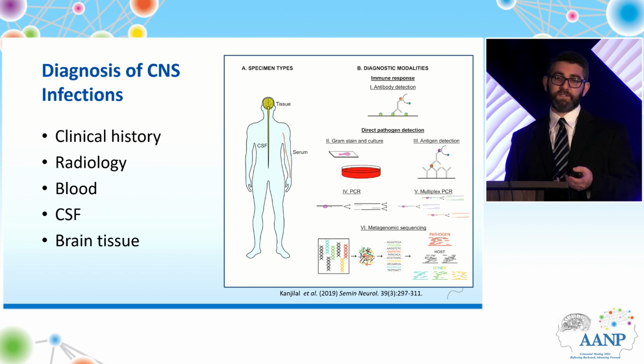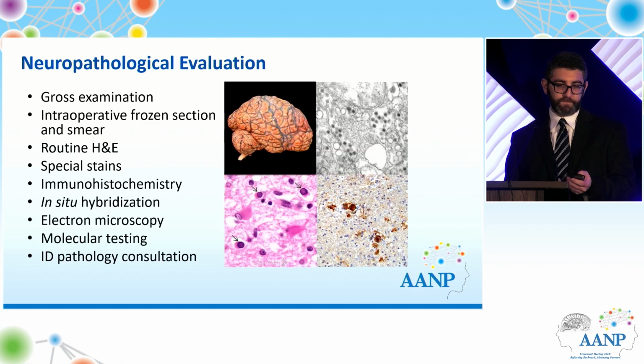So there's a lot of blood testing, serology, cultures that can sometimes get you an answer. The next step up in escalation is CSF. And then finally you get to brain tissue, which sometimes is a result of neurology asking for a brain biopsy. Sometimes it's because the patient needs relief of intracranial pressure. And sometimes it's because the patient came to autopsy.